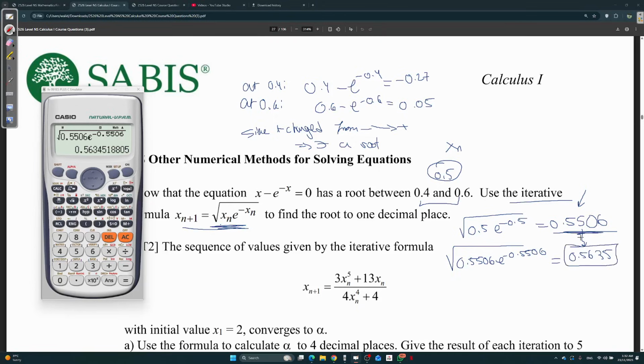Okay, they said to one decimal place, round this to one decimal place, you're gonna get 0.6. So 0.6 is your answer. Okay, it's gonna make more sense than what you solve.